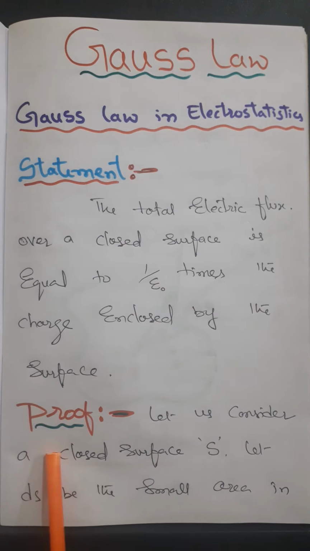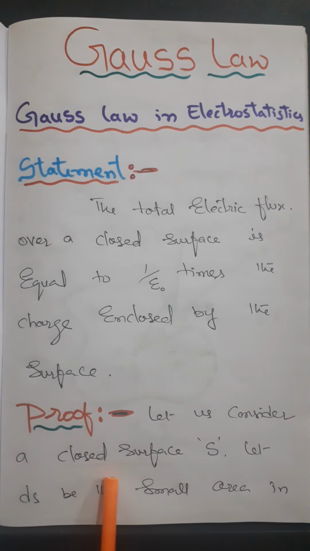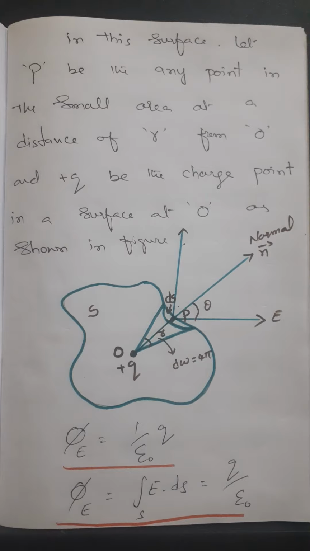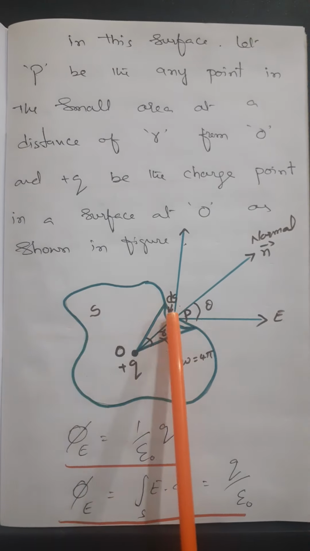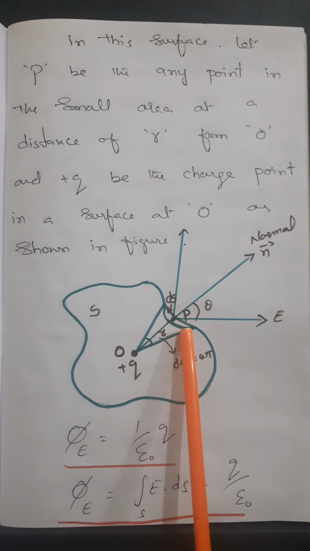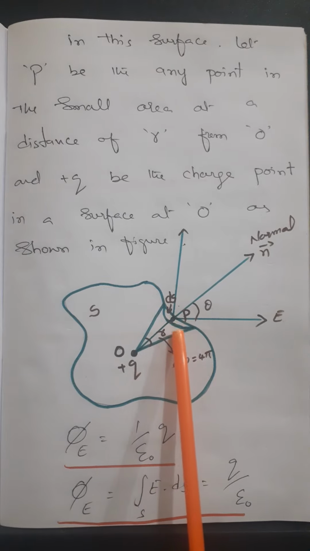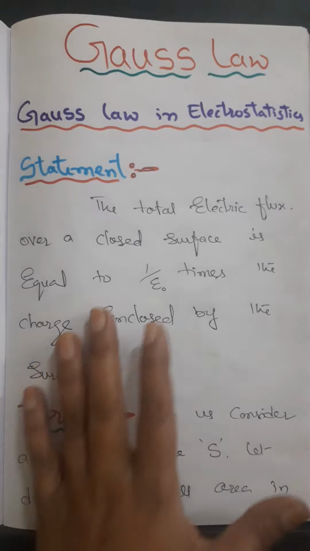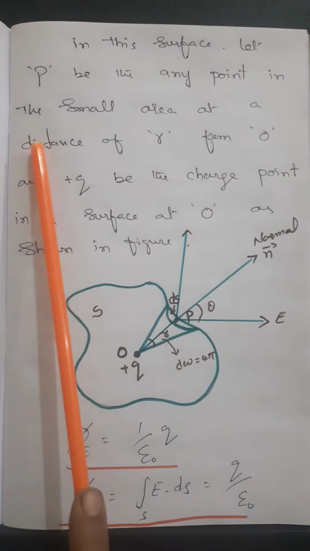Now we have to give the proof of this theorem. For that purpose, let us consider a closed surface S. Let ds be a small area element in that particular surface. Let P be any point in the small area.